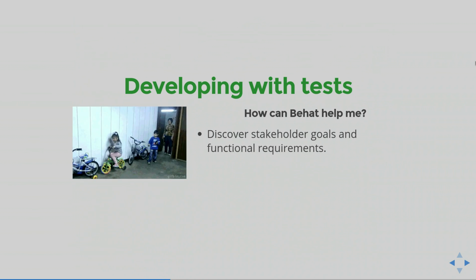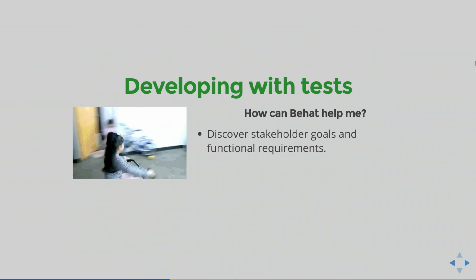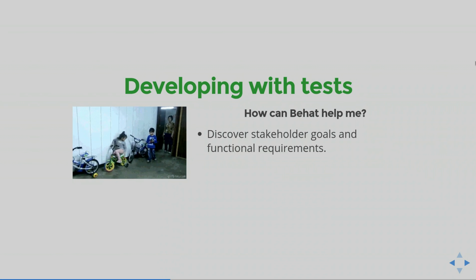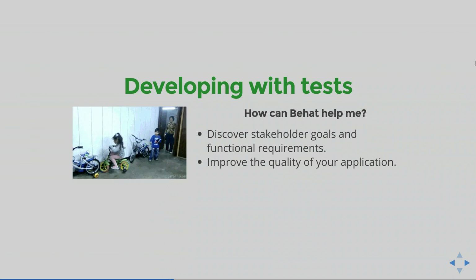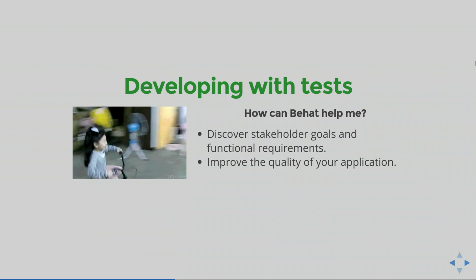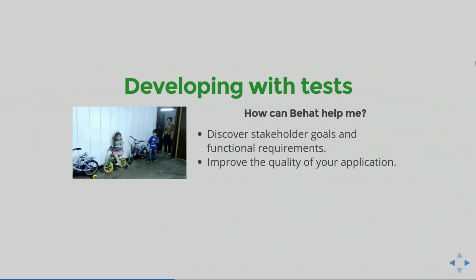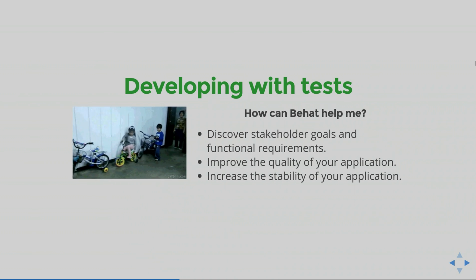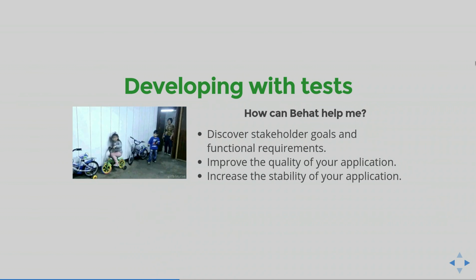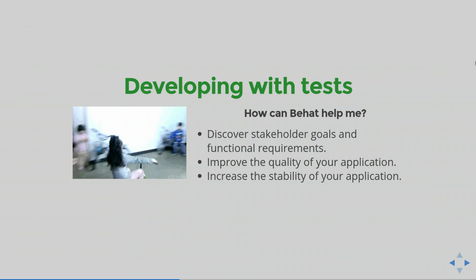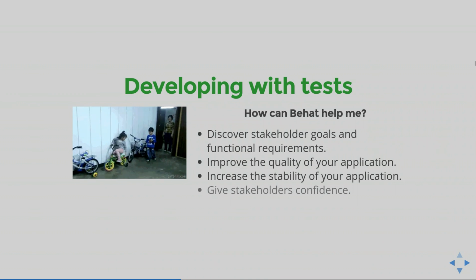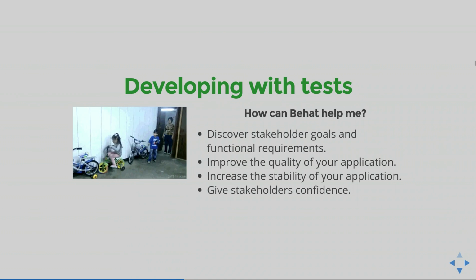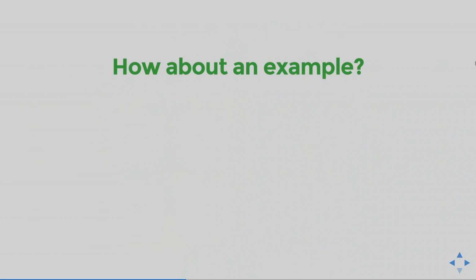So, developing with tests. How can Behat help me? It helps you. These are kind of like the reverse of what we just went through. It helps you discover stakeholder goals and functional requirements. It helps you improve the quality of your application as you're writing it. It helps you increase the stability of your application so that you don't introduce functional regressions later after shipping, and it gives stakeholders confidence. So it's great.